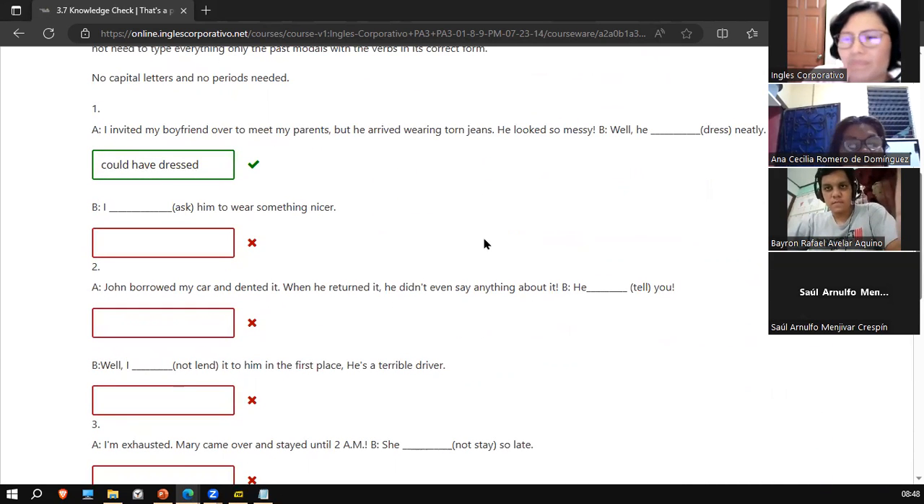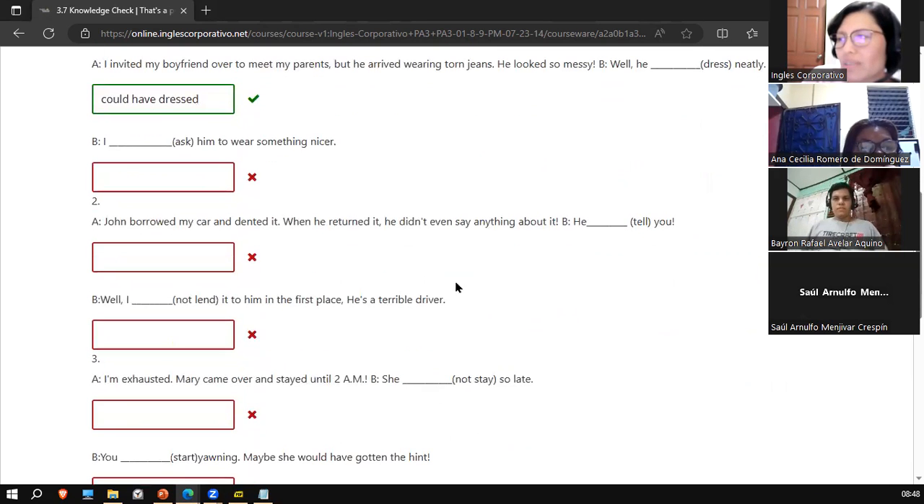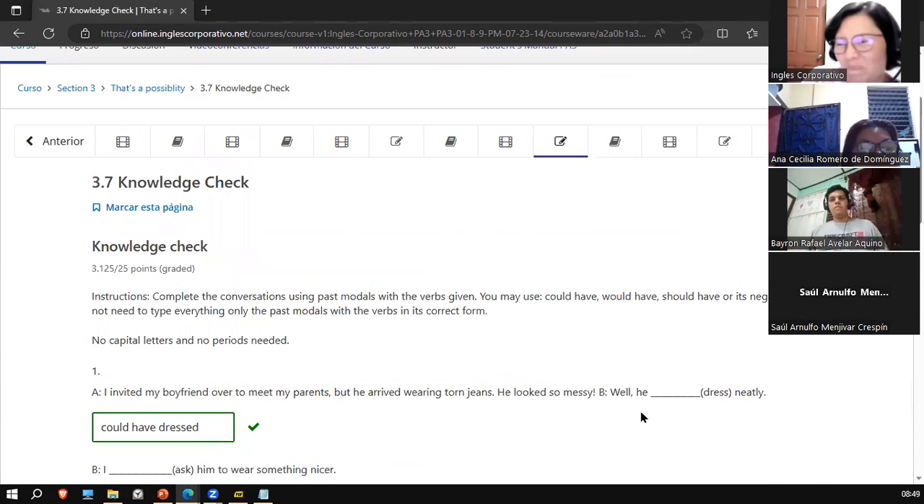Ok, teacher, dresser. Sí, ahí le tengo un correcto yo, dress había puesto. Entonces, todos los verbos están en su forma base. Hay que pasarlos a pasado participio si es la estructura que necesitamos. Sí. Correcto. Sí, teacher, thank you. You're welcome. Anyone else? ¿Alguien más?